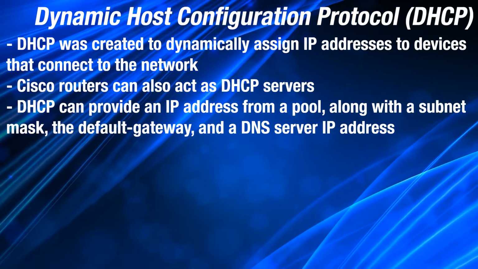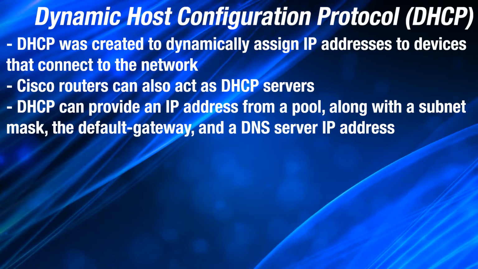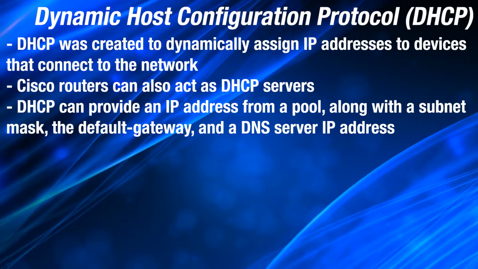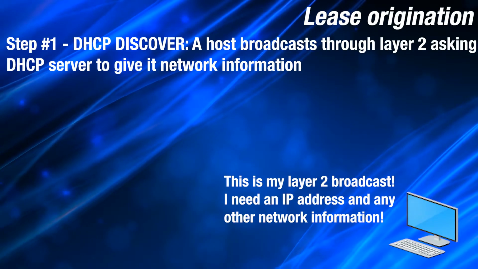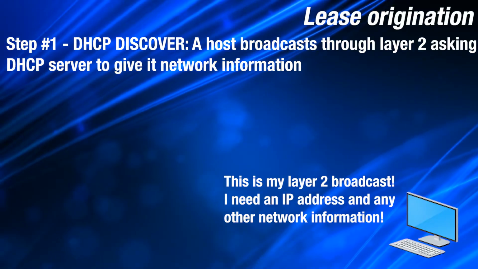We're going to be working with dynamic allocation, which is when DHCP leases an IPv4 address for a limited time or until the client disconnects. DHCP goes through a process called lease origination. It goes like this: DHCP Discover. This message is broadcast from the client to find a DHCP server.